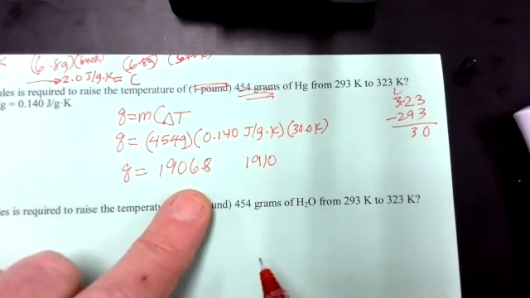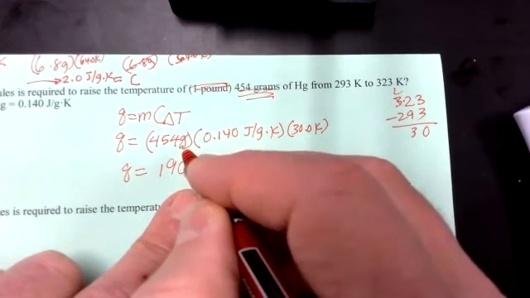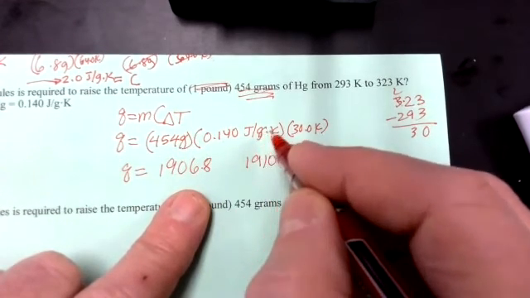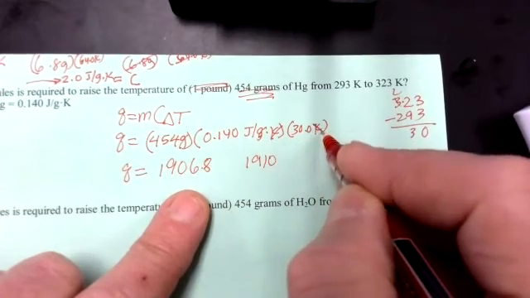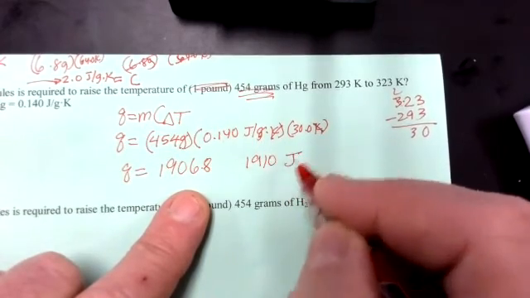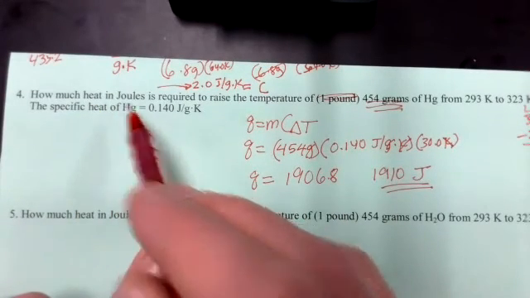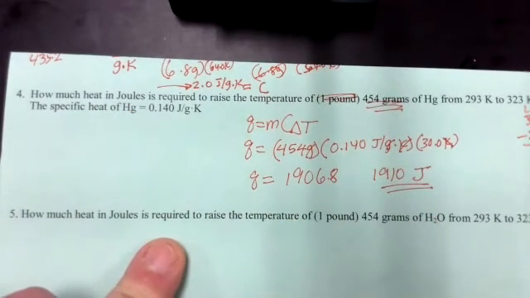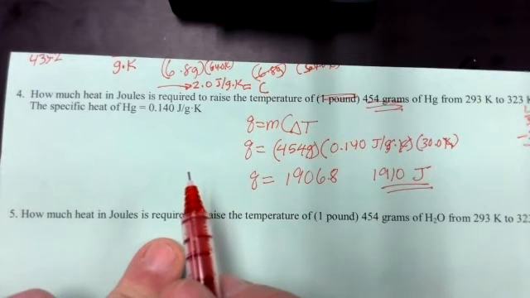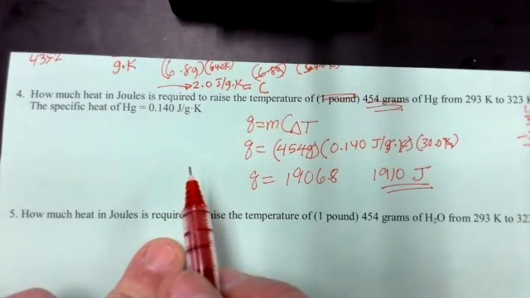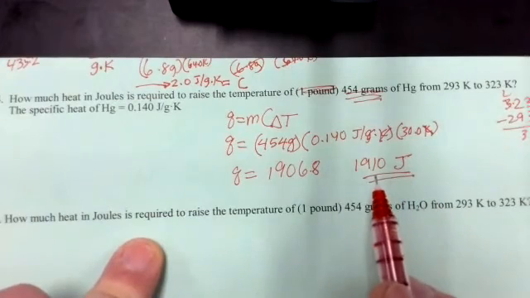And what is the unit? Well, the grams cancel the grams, and the Kelvin cancels the Kelvin. So it's going to come out in joules, which makes sense because the question says how much heat energy in joules is required. That many joules is required. So in order to make a pound of mercury change temperature by 30 Kelvin, it takes that much energy.